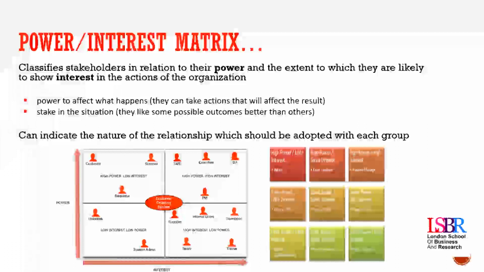In the bottom right-hand corner, we have people that have a high interest but low power. So again, a supplier might be interested in what your business does, but they can't really affect your strategy or policy. I mean, you know, they might try to, but you could then simply switch supplier. So they don't really have a lot of power, but they certainly have a high interest in what you're doing.